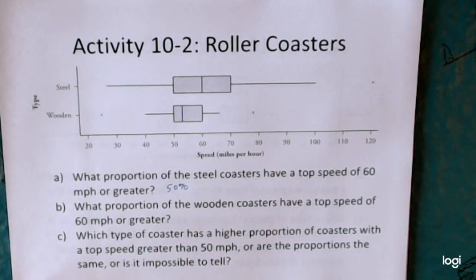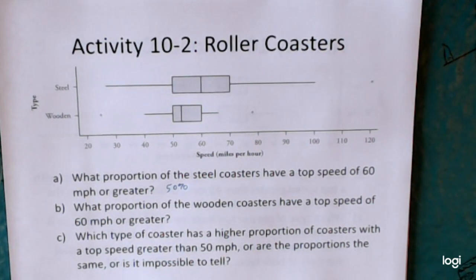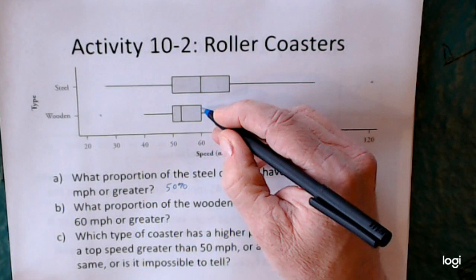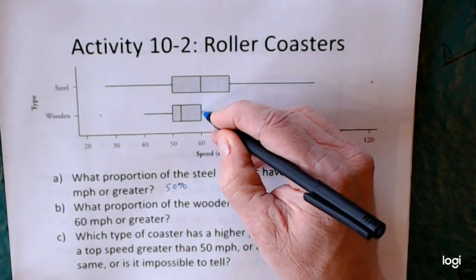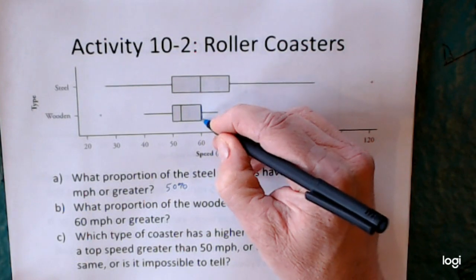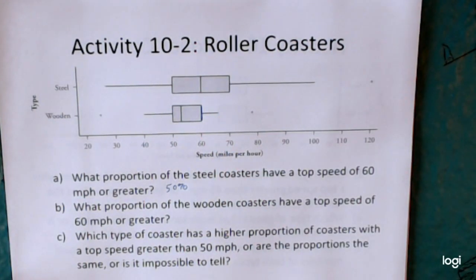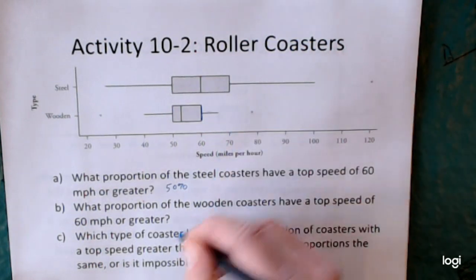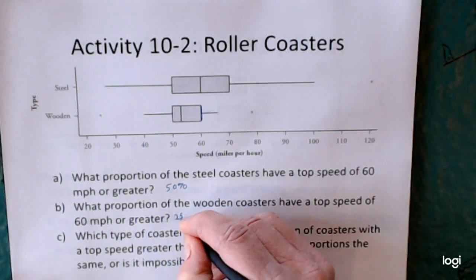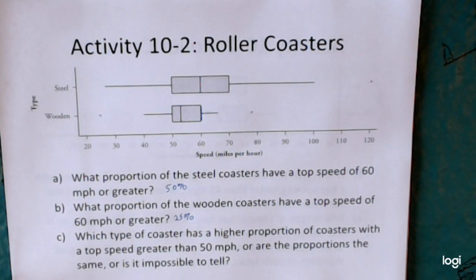So half the observations are above that, at least approximately. Okay, what proportion of the wooden coasters have a top speed of 60 miles per hour or greater? For the wooden coasters, 60 miles per hour is an important cut point too. It's the third quartile, or the upper quartile. So what percent of the observations are above that? 25%.